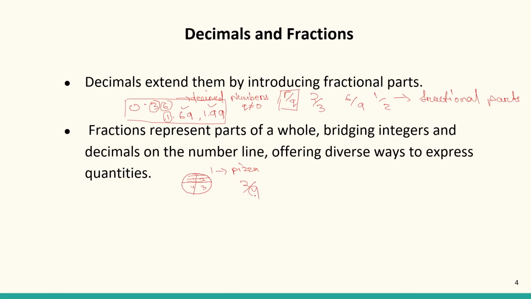This is called the denominator and this is called the numerator. The total number of equal parts is written at the denominator, and the parts you have are called the numerator. In this way we can express quantities. How can I say that I have half of a pizza, or 2 parts out of 4 parts of a pizza? I can write that I have 2 by 4 parts of pizza.